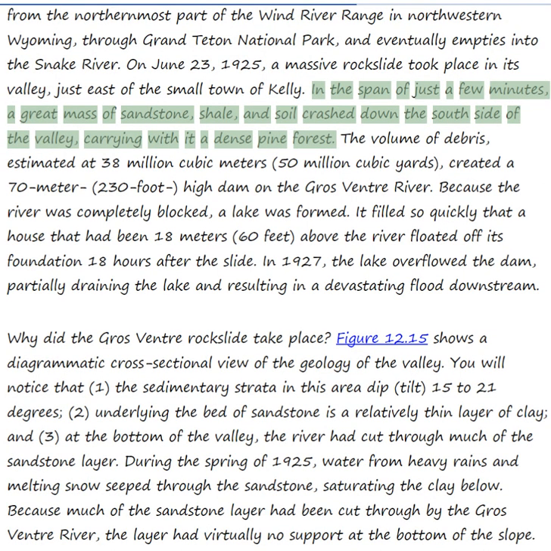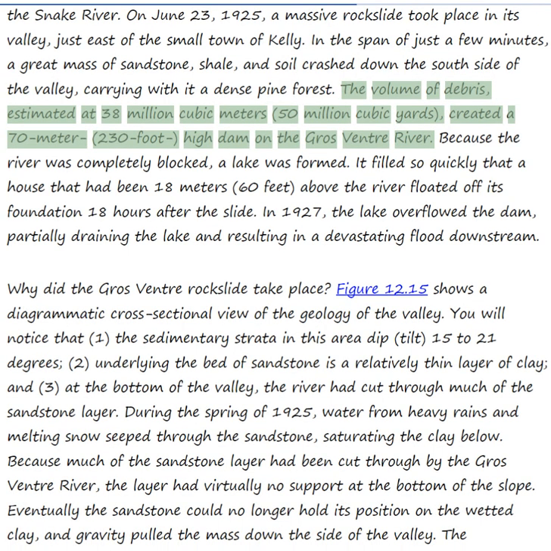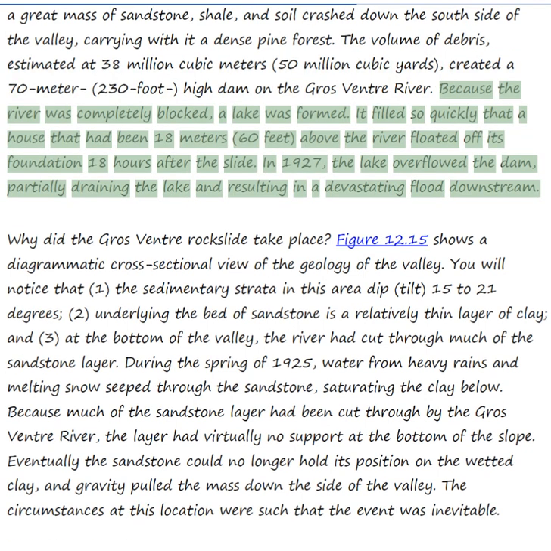In the span of just a few minutes, a great mass of sandstone, shale, and soil crashed down the south side of the valley, carrying with it a dense pine forest. The volume of debris, estimated at 38 million cubic meters, created a 70-meter-high dam on the Gros Ventre River. Because the river was completely blocked, a lake was formed.